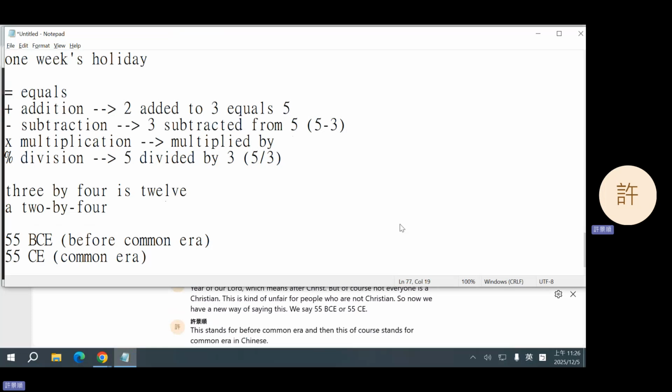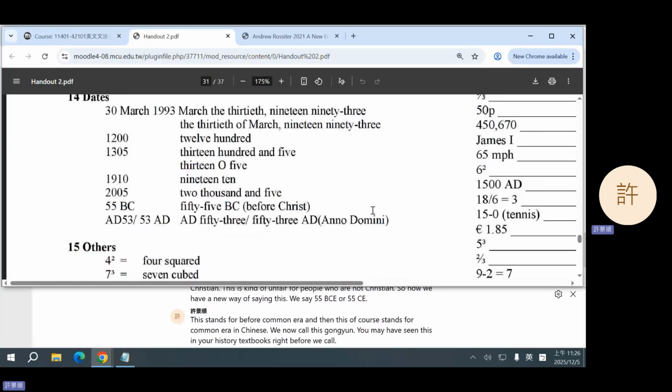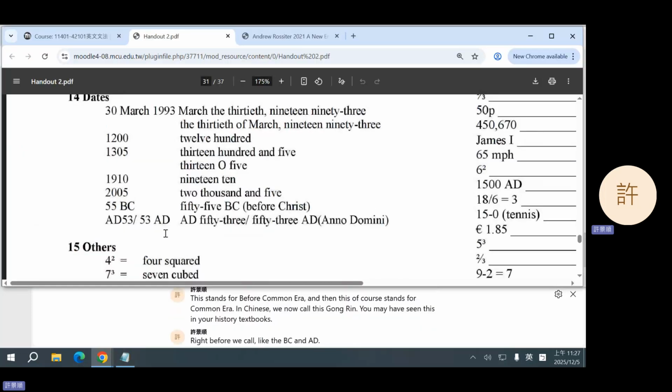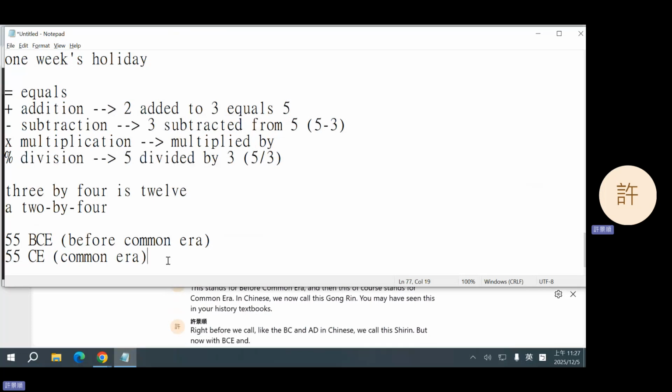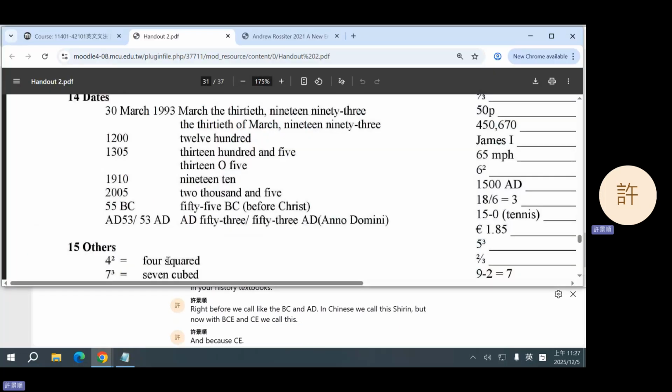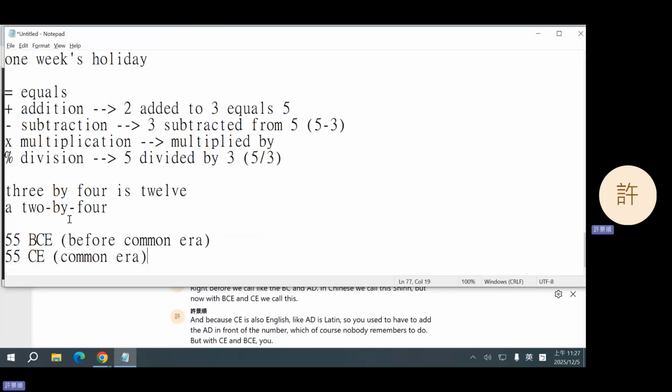In Chinese, we now call this 公元. You may have seen this in your history textbooks, right? Before we call, like the BC and AD in Chinese, we call this 西元. But now with BCE and CE, we call this 公元. And because CE is also English, like AD is Latin, so you used to have to add the AD in front of the number, which of course nobody remembers to do. But with CE and BCE, you just add them at the back. That's fine.